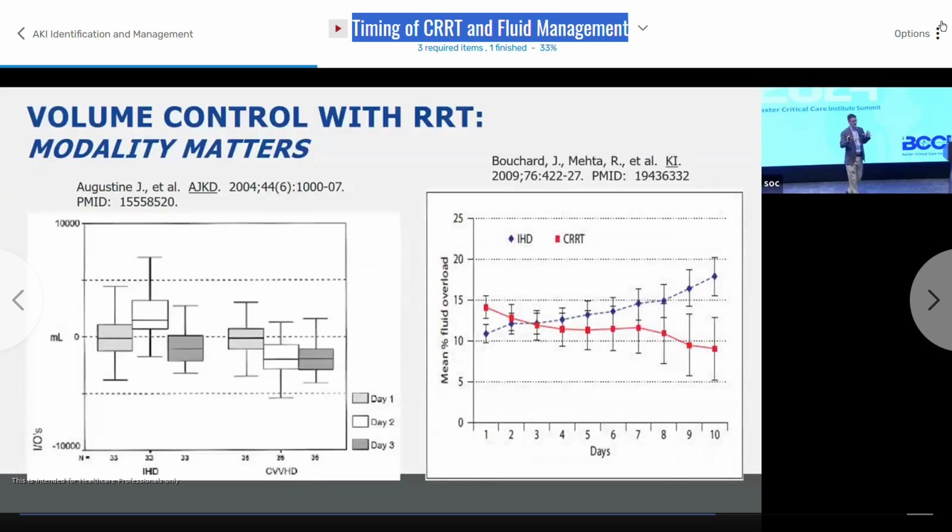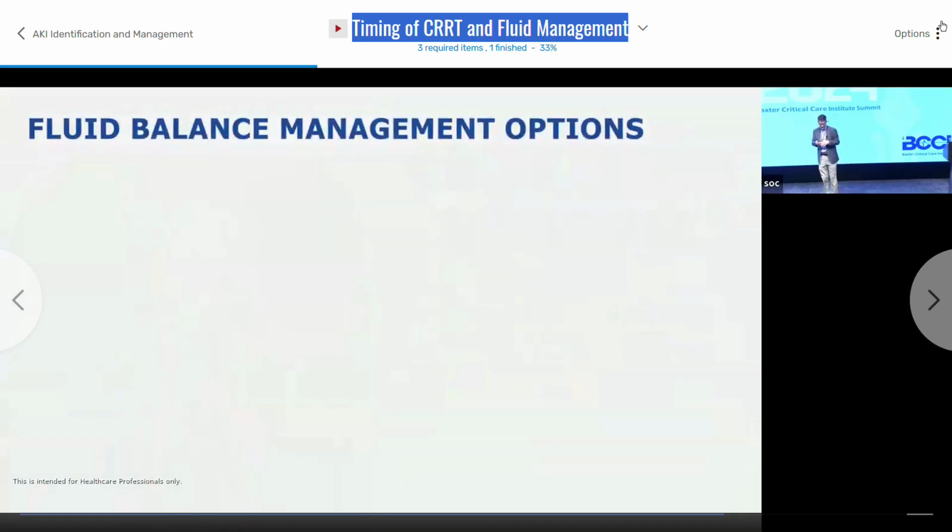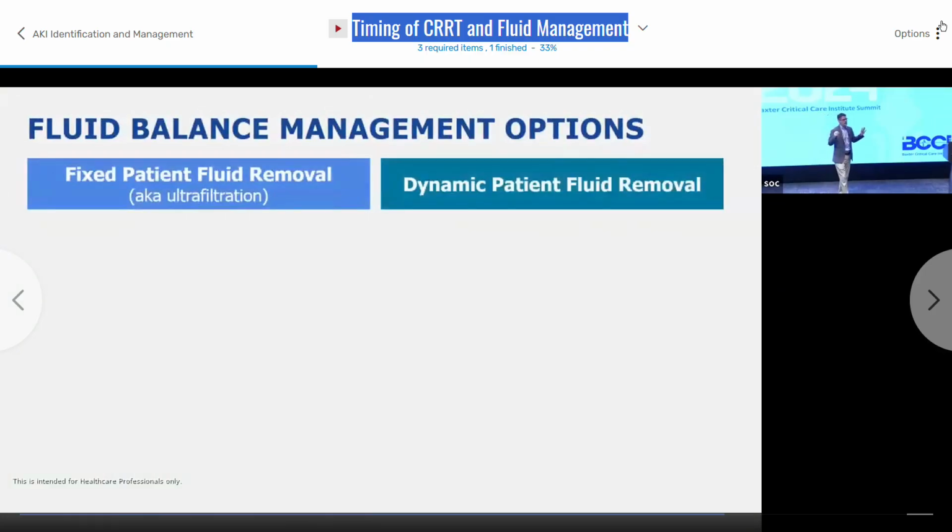Okay, so modality matters. I'm not going to get into this, but we can't remove fluid effectively with intermittent hemodialysis. If you're fluid overloaded in the ICU and you're tenuous, I can't get you back to euvolemia. That's been shown in many studies, okay? So let's move forward from there and just say if they're very fluid overloaded, we need to use CRRT. So the question is, how do we do fluid balance and what is the data on the speed of fluid removal, okay? All right, you've got sort of two options here.